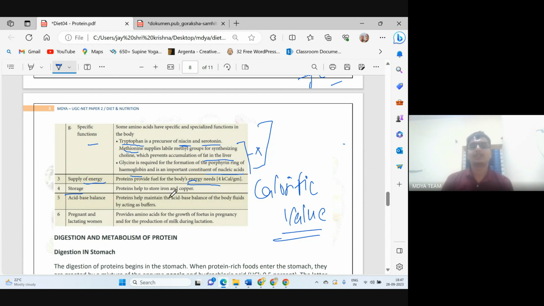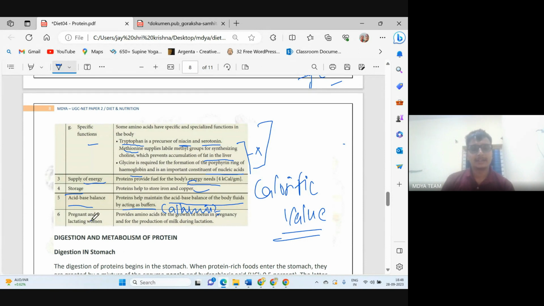Protein helps in storage of iron and copper. Acid-base balance. Protein helps maintain the acid-base balance of the body fluids by acting as buffers. That protein we discussed, albumin, which helps in maintaining osmolarity and the water balance of our blood, also helps in maintaining the acid-base balance, whether our blood will be acidic or basic. This albumin protein also helps in acid-base balance.